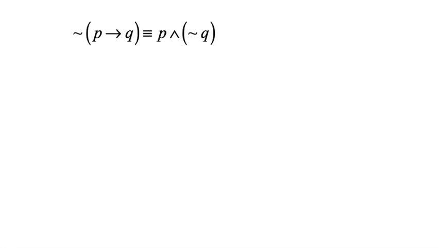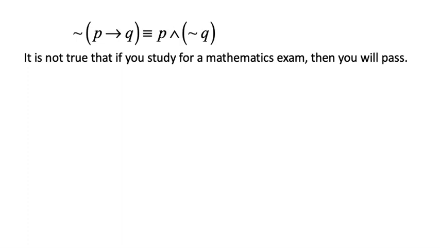So let's go ahead and use the fact that the negation of P implies Q is the same as P and not Q. And let's see if we can rewrite this in an equivalent manner. So it is not true that if you study for a mathematics exam, then you will pass. It's a good idea to study for a mathematics exam, but it may not be enough. You may need to have prerequisites and other sorts of things. So we want to explain this in an equivalent manner, using symbolic logic.